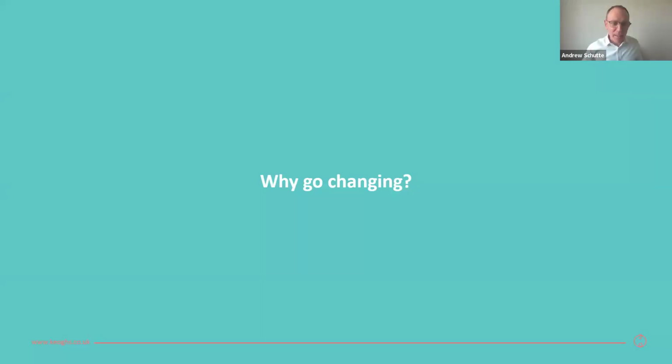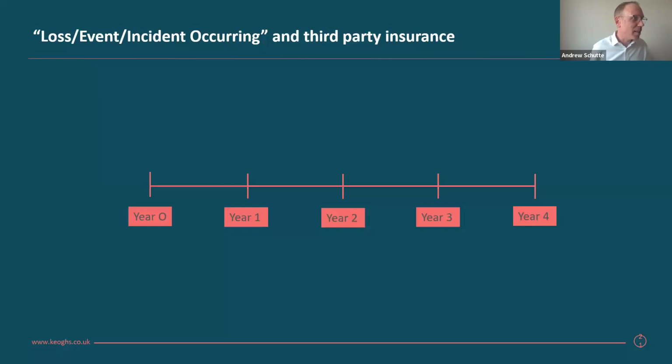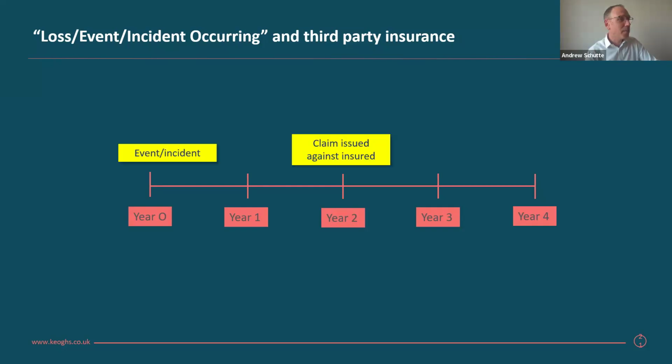But that's not the way that it works across the market, although it once was. There has been a change, especially for liability business. But why? And to illustrate that, I need to show you a timeline. So we're going to show you how this pans out if you've got third-party cover. So here we've got our timeline stretching over a few years. Bad thing happens here, the event or the incident.